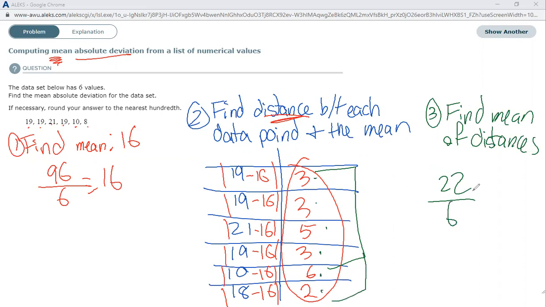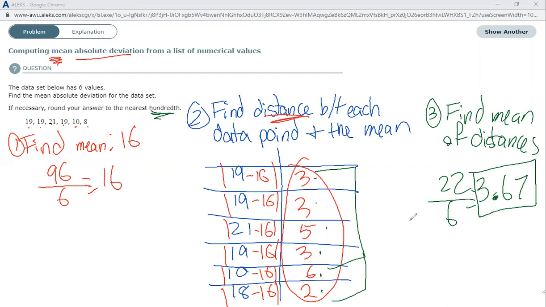By 6. That's definitely going to give me a decimal. It gives me 3.6 repeating. It says round to the nearest hundredth, so that rounds to 3.67.